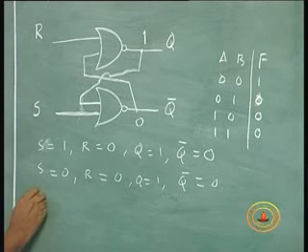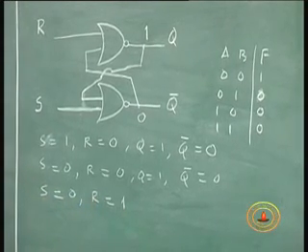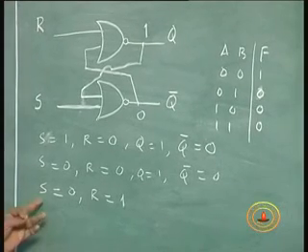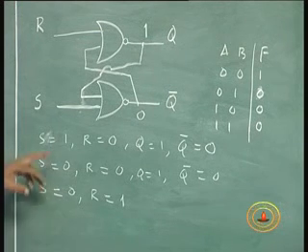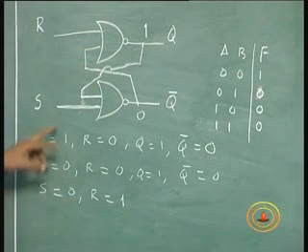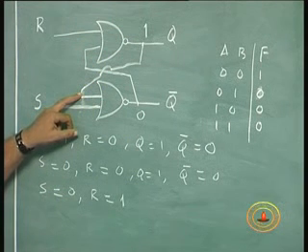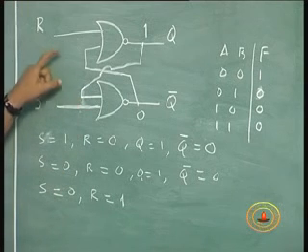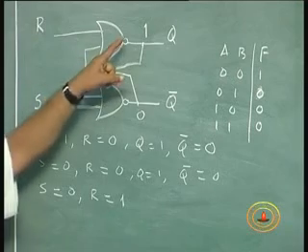Now I am going to make a third combination. I am going to make s is equal to 0, r is equal to 1. When we make s is equal to 0, r is equal to 1, now it can be 0, 1, whatever. S is equal to 0, this is 1. So when you put 0, 1, the s is equal to 0, r is equal to 1, 1, 0, this has become 0.